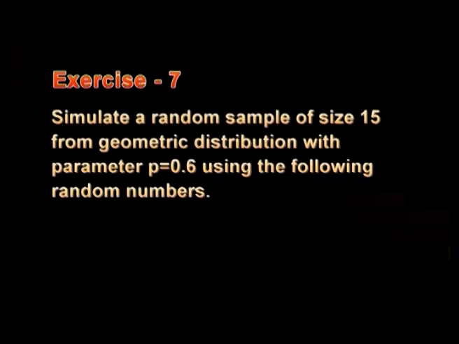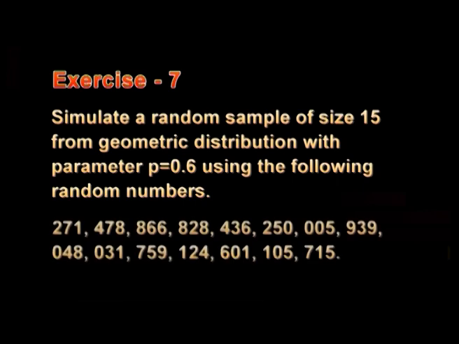Simulate a random sample of size 15 from geometric distribution with parameter p is equal to 0.6 using following random numbers: 271, 478, 866, 828, 436, 250, 005, 939, 048, 031, 759, 124, 601, 105, and 715.